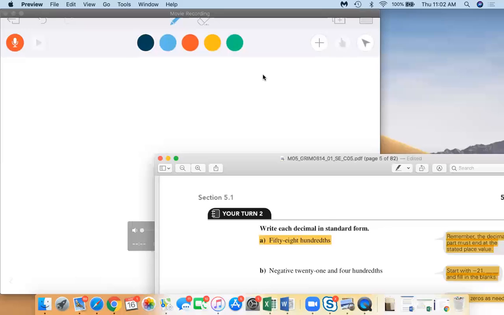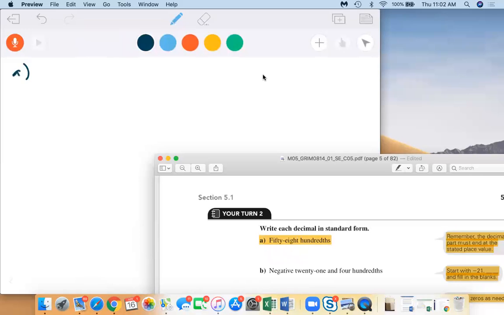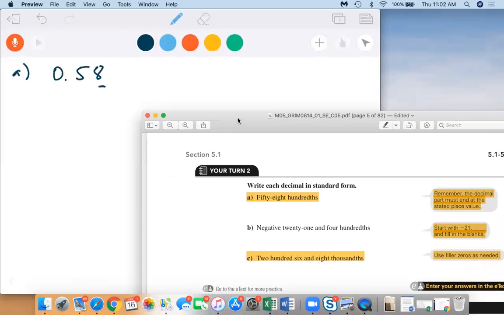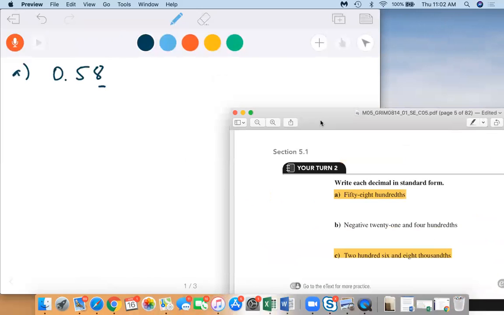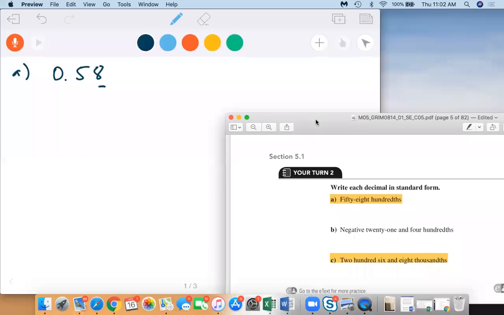So I don't see an "and," so I already know that I've got a 0 point in the beginning. 58 hundredths. Well, I know that that's the hundredths place, so I don't need any leading zeros. So let's go down here to part C, and it says 206 and 8 thousandths. So I know I need to go out to the third place: tenths, hundredths, thousandths. So that's 0, 0. Okay? Does that make sense?